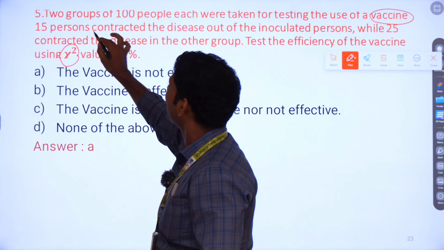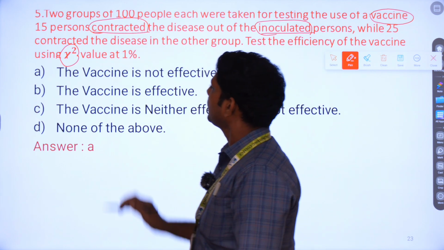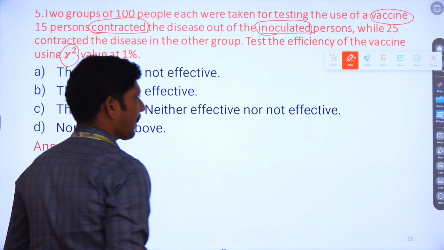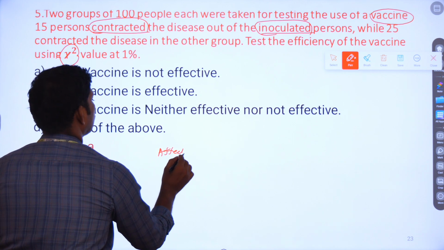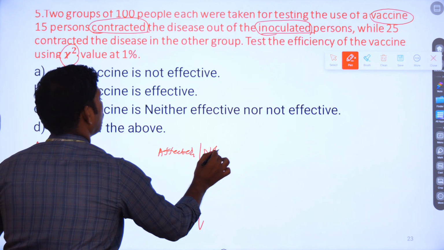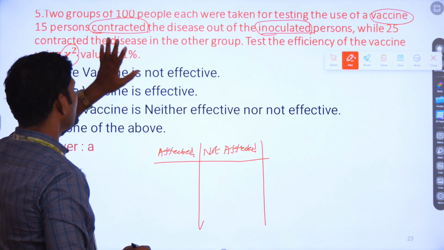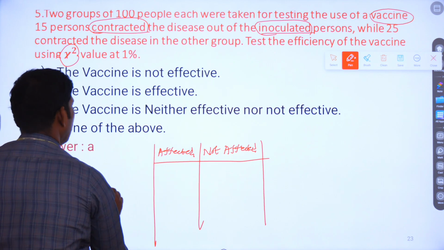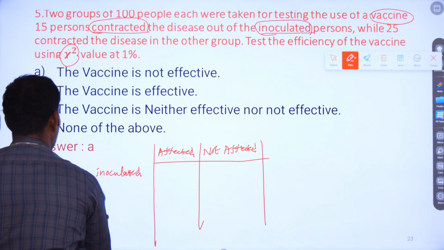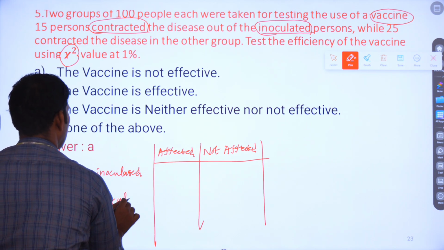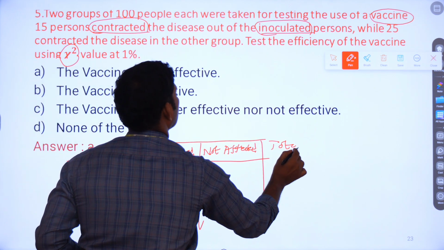So the vaccine is about being inoculated or not. These both are the two attributes, so we can do this. I will create the table, and using the previous problem you can also get the solution. First, affected, not affected, which means contracted or not. Then inoculated, not inoculated, and total.